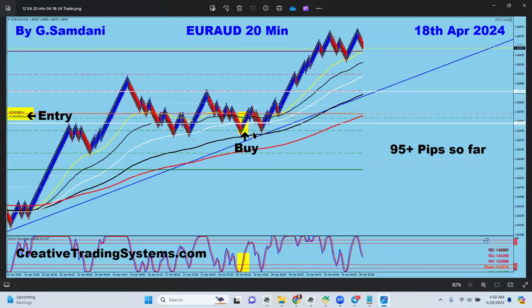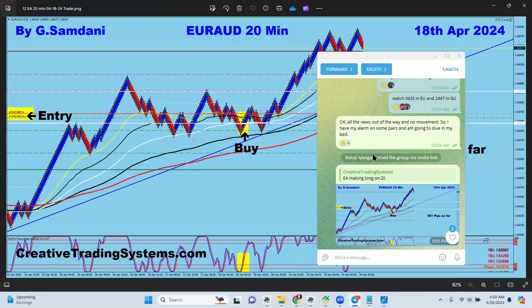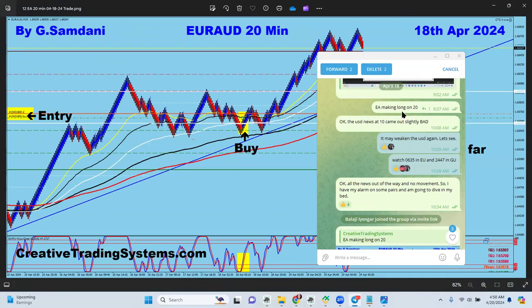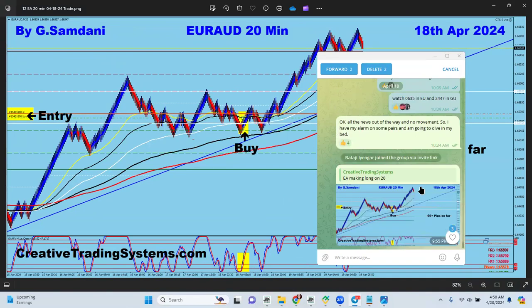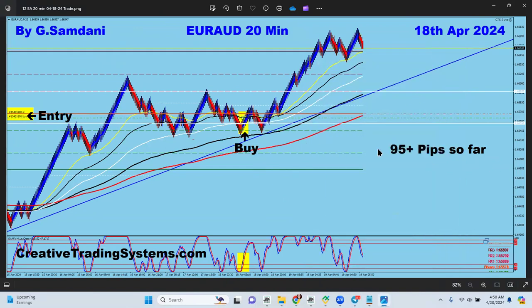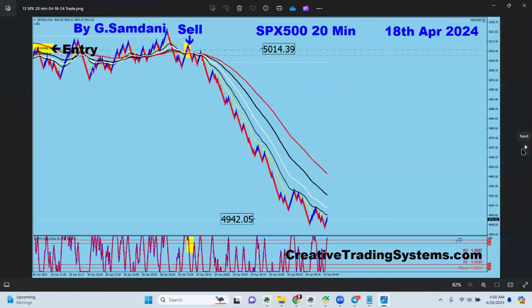Then Euro Aussie here, beautiful entry. This one I even posted on my Telegram. Some of these entries are posted on the Telegram. Here, see EA making a long on the 20-minute. And later on, I posted the same trade. I took it, closed here, and posted 95 pip. You see that? So a 95 pip trade by the EA on the 18th, and S&P 500 again dropping from there, 50.14 to 49.42.